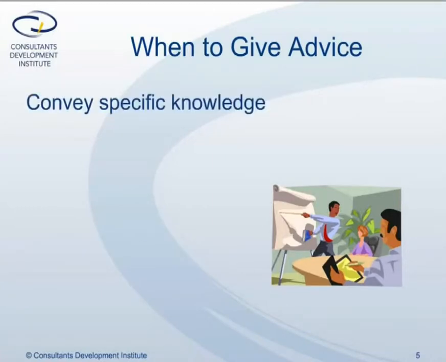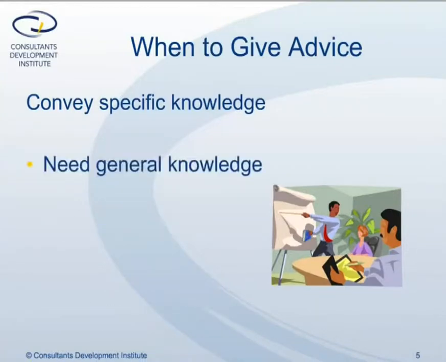Consultants give advice when they want to convey expert knowledge, that is, knowledge that most people would readily accept as true or would not question. And it's useful when the client needs general knowledge that is common to any consulting project, for example, to set up a financial management process or establish a specific model of quality management, such as Six Sigma or TQM, Total Quality Management. Specialist consultants do a great deal of advising.